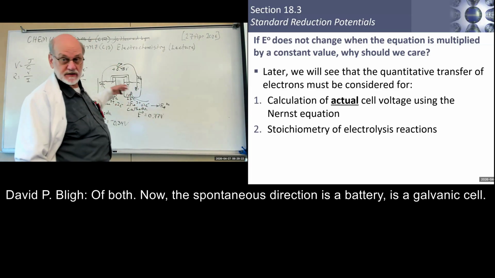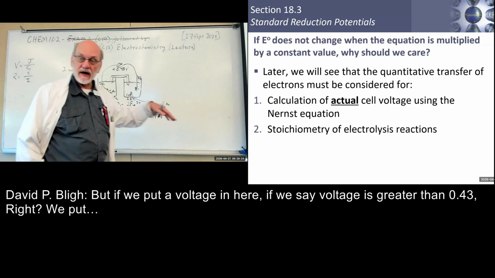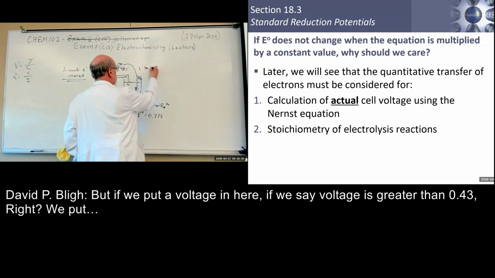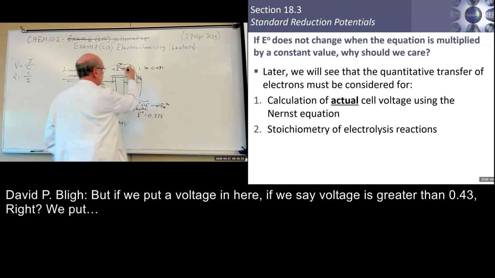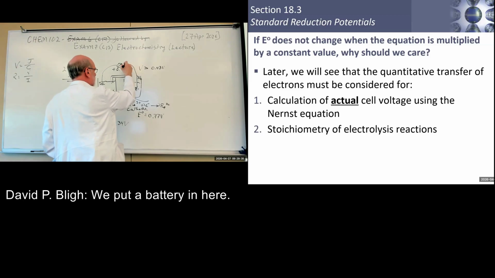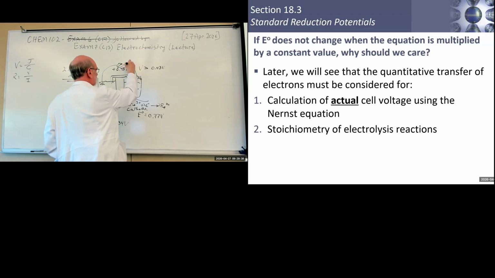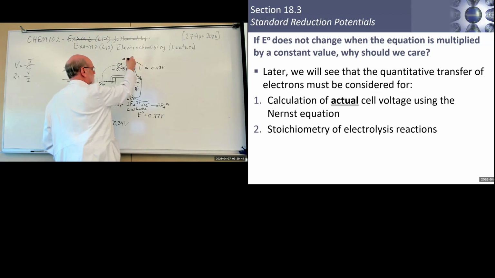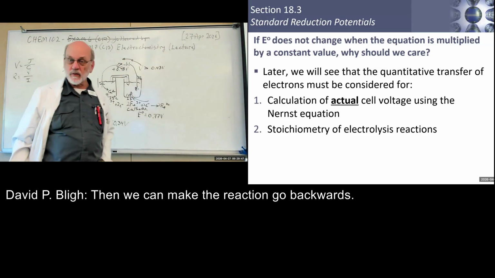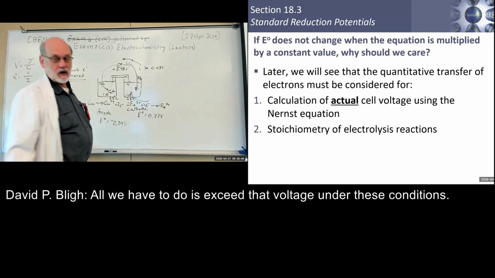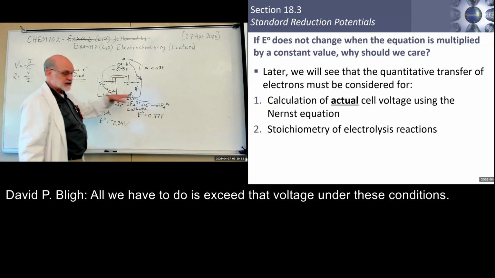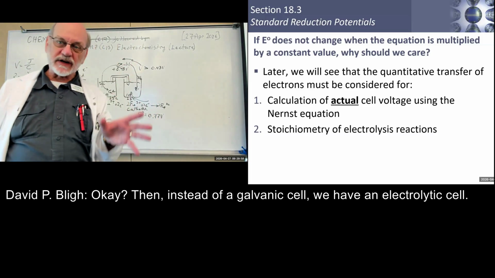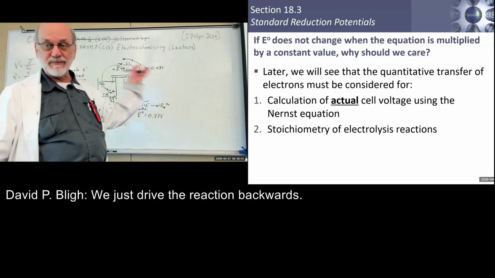Now, the spontaneous direction is a battery, is a galvanic cell. But if we put a voltage in here, if we say voltage is greater than 0.43, right? We put a battery in here, and we drive the voltage back that direction, right? Then we can make the reaction go backwards. All we have to do is exceed that voltage under these conditions. Okay. Then instead of a galvanic cell, we have an electrolytic cell. We just drive the reaction backwards.